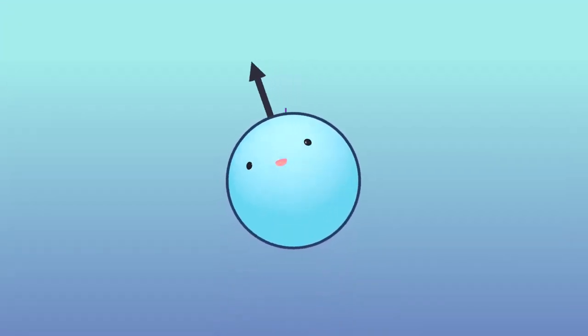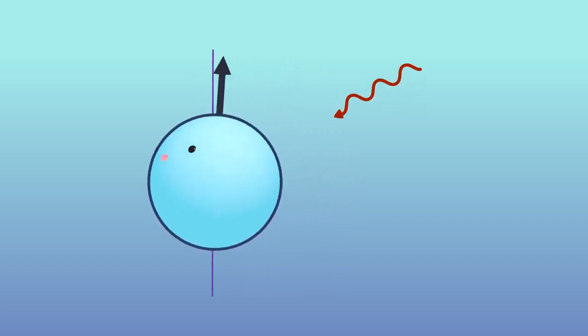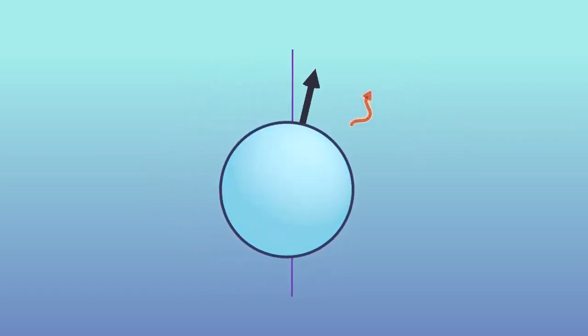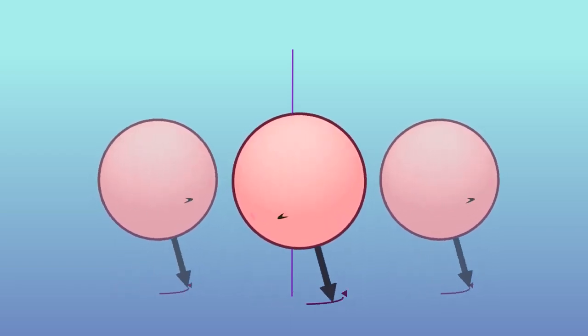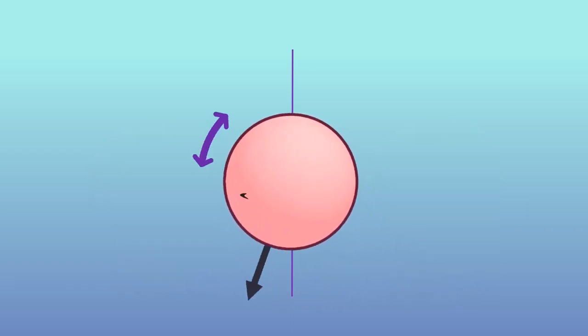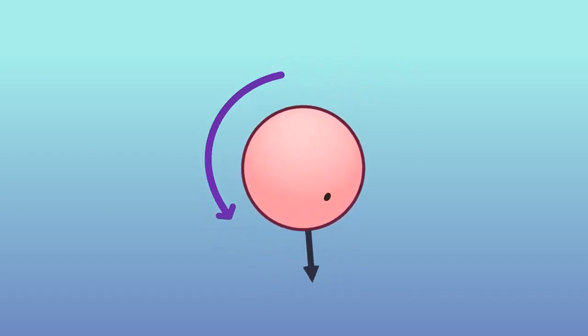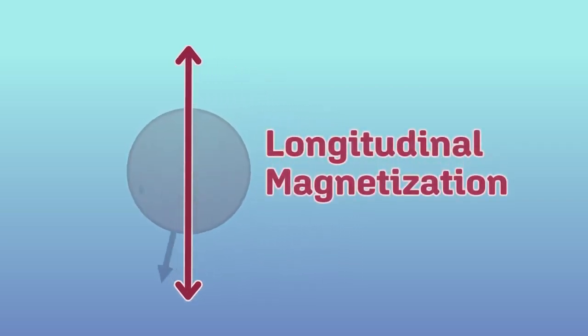With the protons aligned with the main magnetic field, we can influence them using externally applied radiofrequency or RF pulses. When this happens, the protons are knocked down into an alternate plane and also precess together in phase. The angle depends on the strength and duration of the RF pulse. Knocking the protons down into another plane is a change in their longitudinal magnetization.